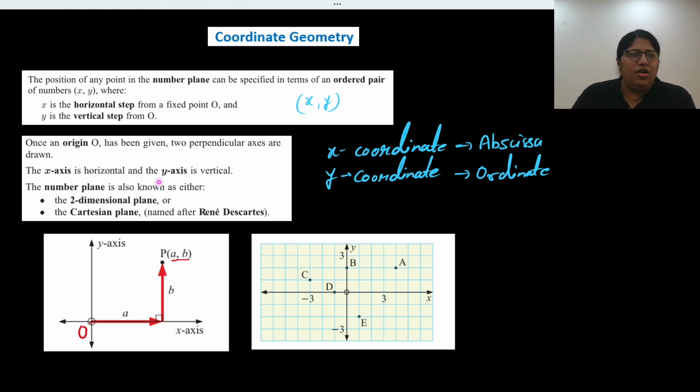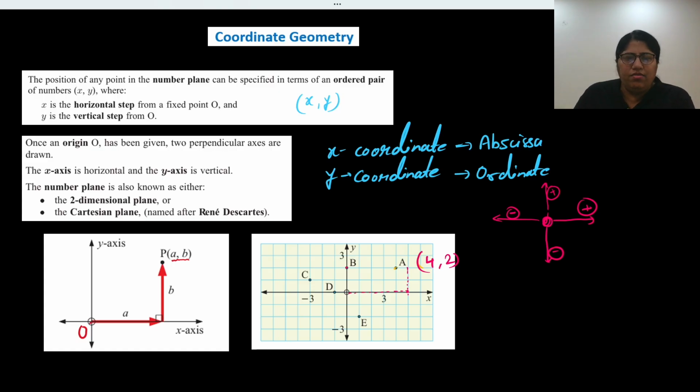Similarly here, x is horizontal and the y-axis is vertical. The two-dimensional plane is also called the Cartesian plane, after the mathematician René Descartes. Here the Cartesian plane is given with some points A, B, C, D, E. Moving to the right in the x direction is always positive, and moving to the left from the origin is negative. Similarly, moving up from the origin is positive, and moving downward is negative.